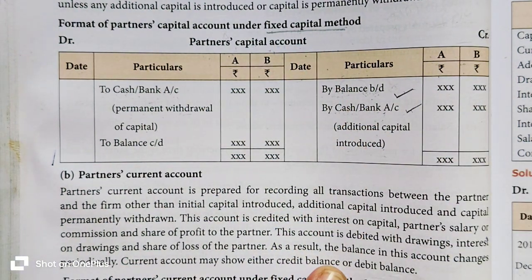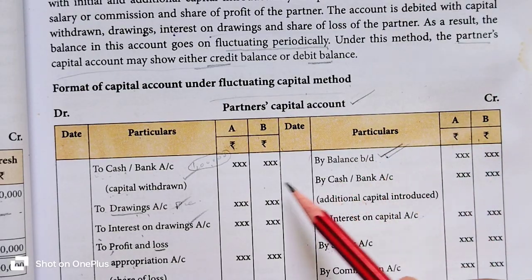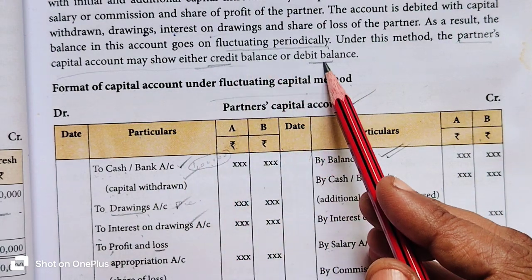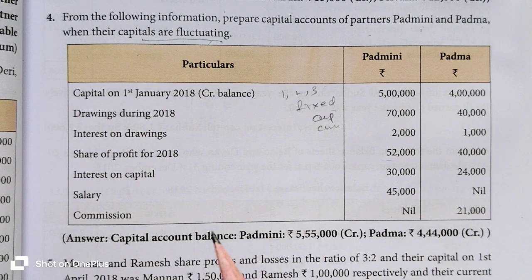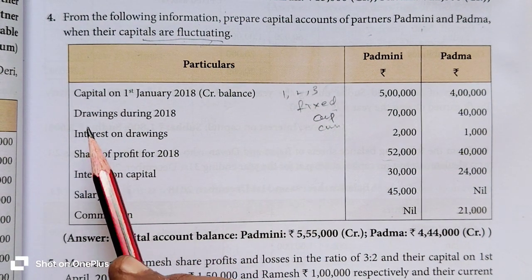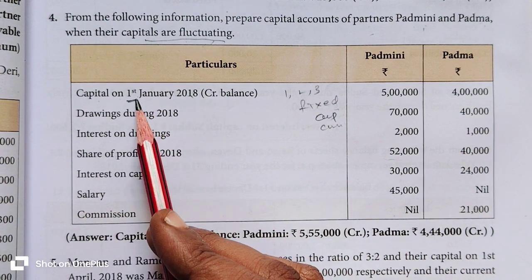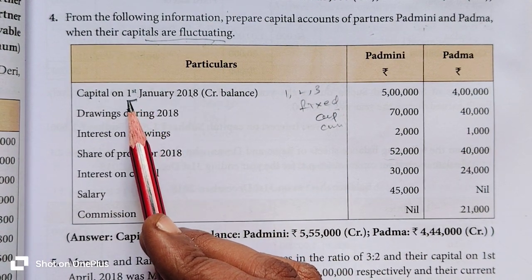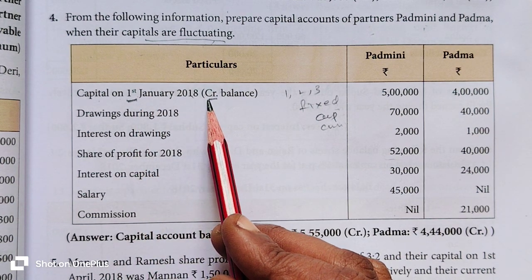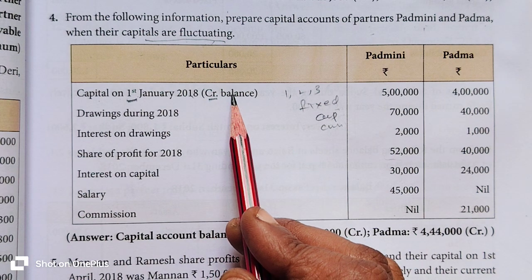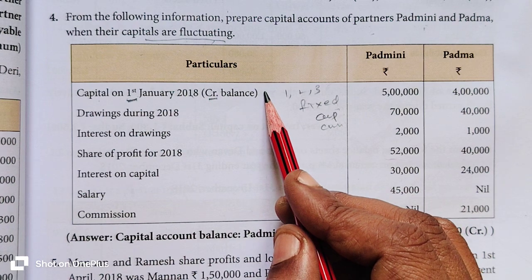But in the fluctuating capital method, the partner's capital account will be either a credit or a debit balance. Do you understand? Now first we are going to mark the given information. Capital on 1st January 2018, this is the opening capital. Opening capital is to be entered on the credit side. They have clearly given a credit balance, so on the credit side you have to write by balance brought down.